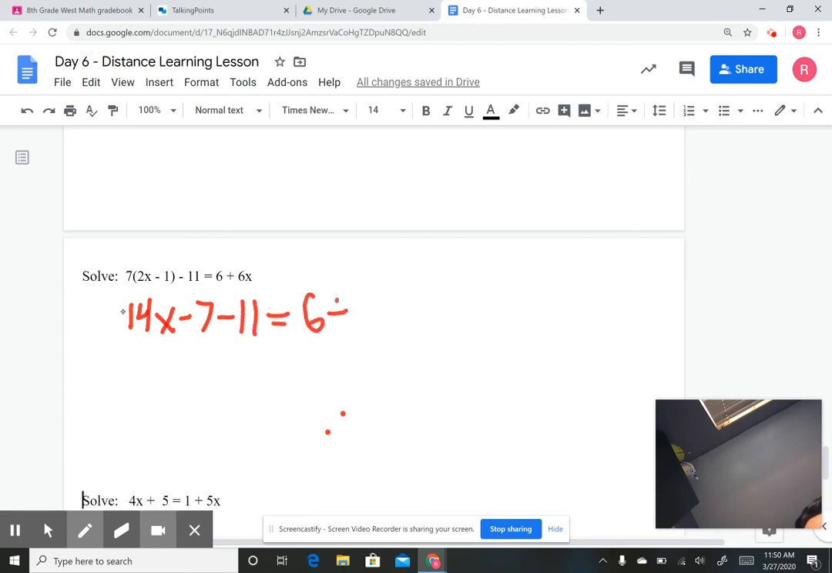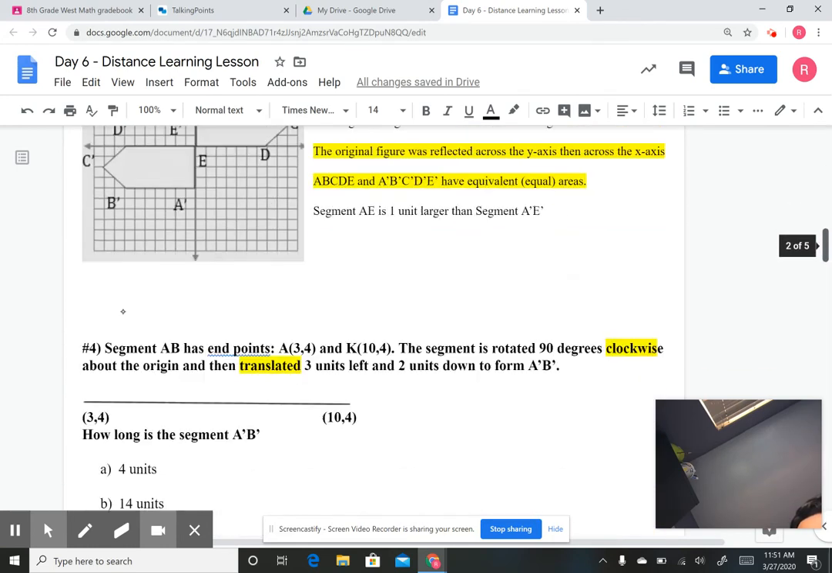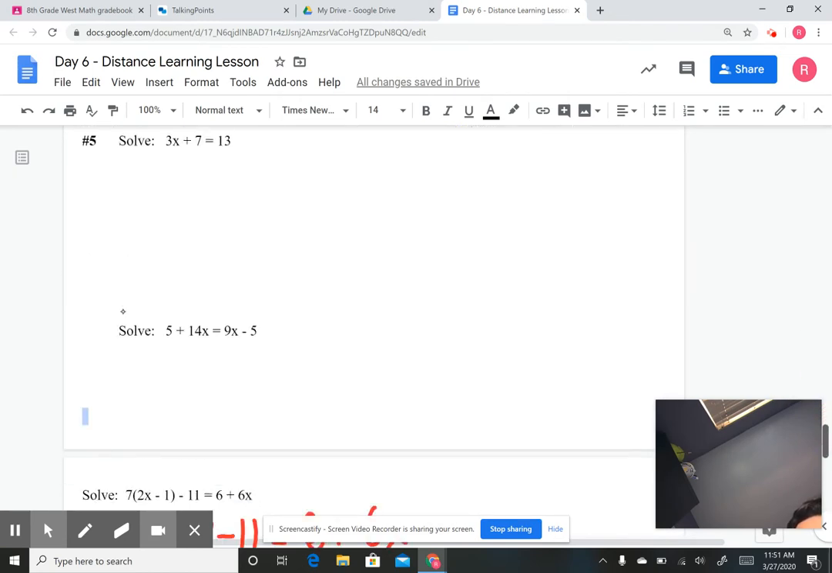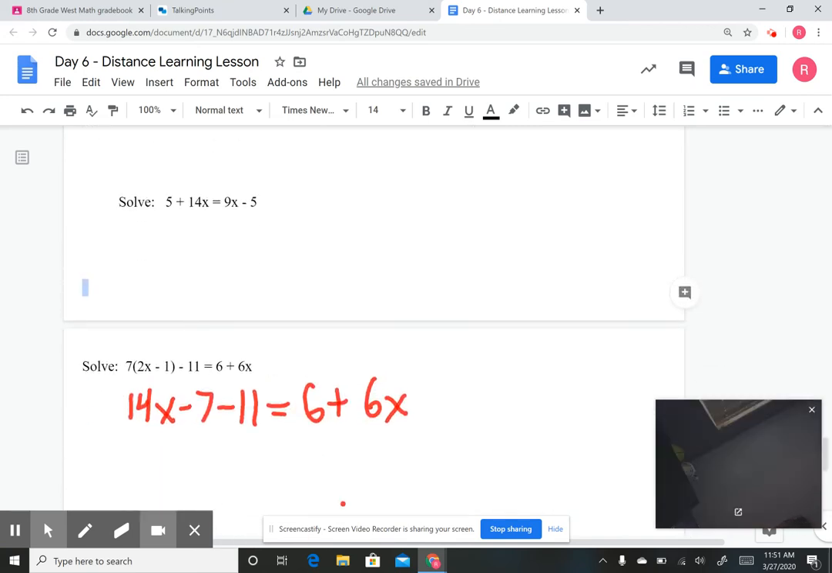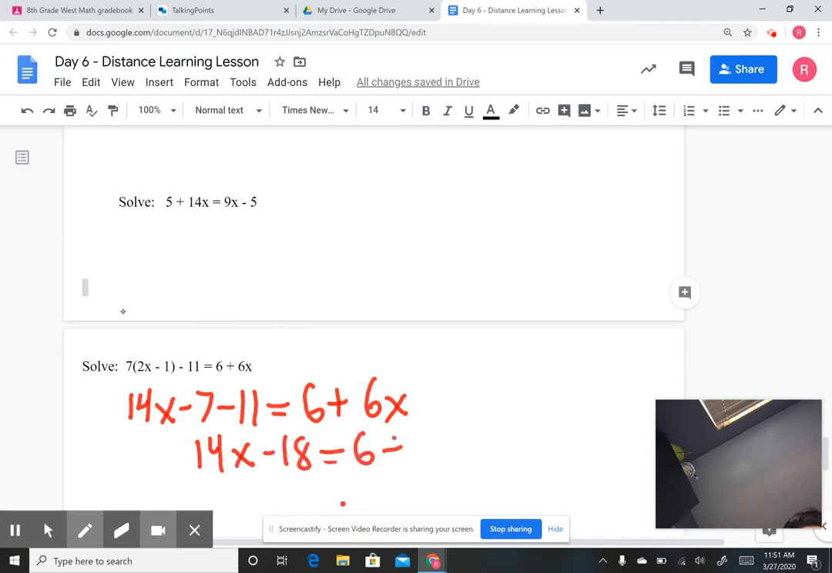So we're going to have 6 plus 6x. And then it's going to be 14x, so negative 7. So it doesn't look like a two-step yet. We want to make it look like this above, like we had above. So you want to make it look like this problem right here, right? And so to do that, we got to combine like terms. So combining like terms, we're going to have 14x minus 18 equals 6 plus 6x.